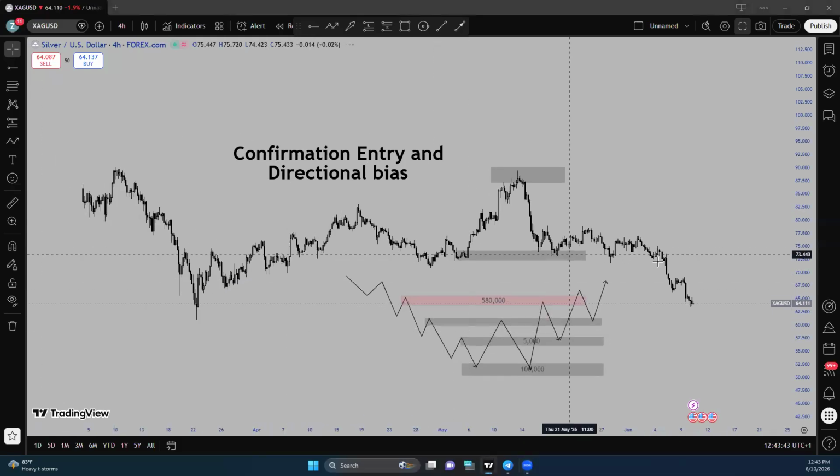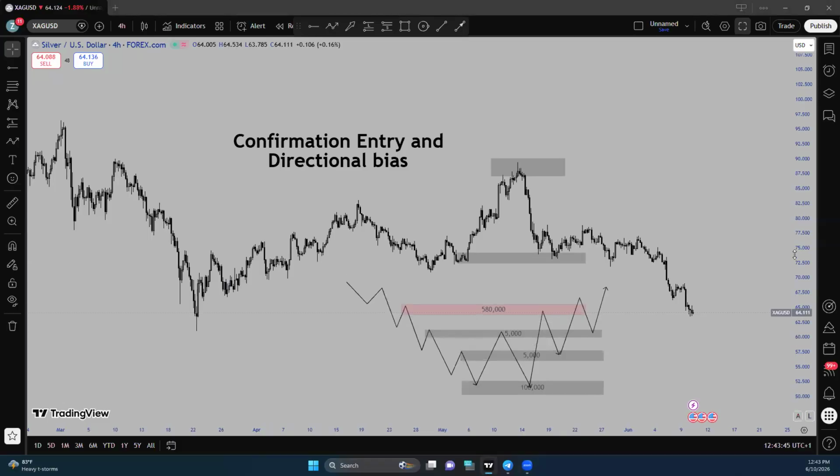Okay, welcome back. In this class, we're going to talk about confirmation entry and directional bias. I explained all this to you before, but my network was bad, so I didn't get to combine all the class at once. So now we're going to talk about how to use confirmation entry and then a little bit about directional bias, so that when we come to deep directional bias, you know what I mean.